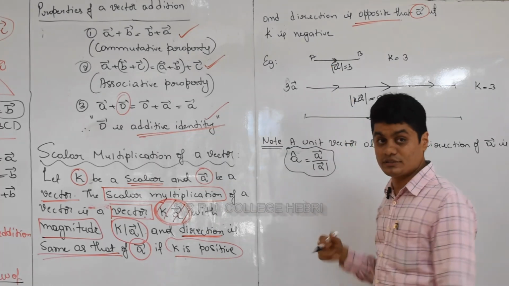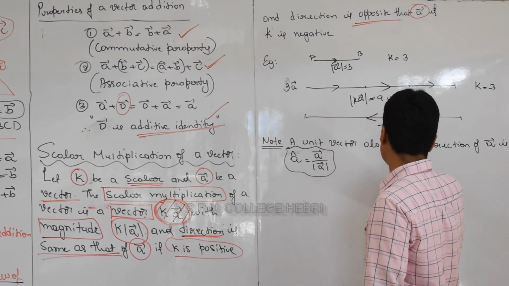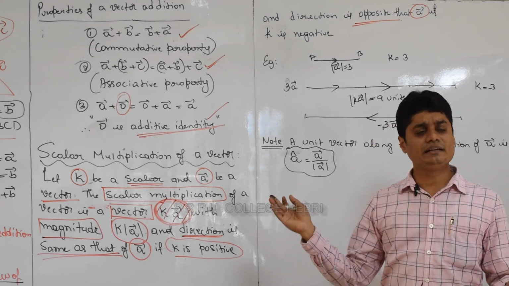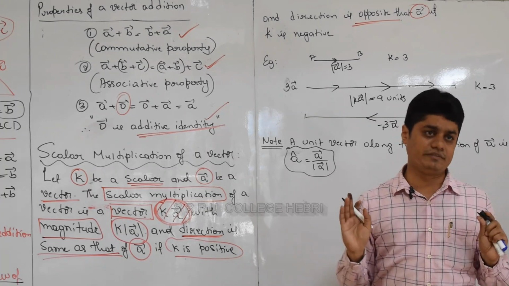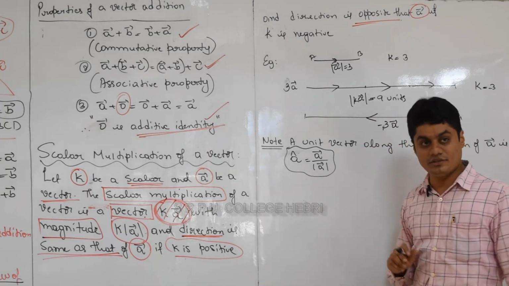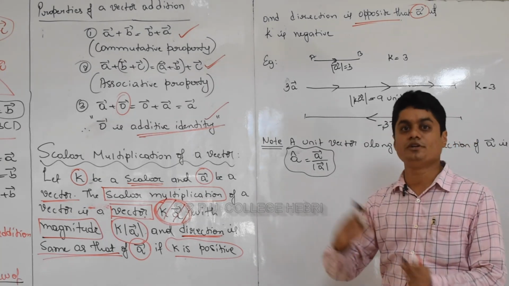Direction is opposite to that of A. That is, minus 3 into vector A. Magnitude is the same, only direction will change. How will the direction change? Directly opposite to the given vector. So for k positive the direction is the same, for k negative the direction is different, but the magnitude will be the same, 3 into k into vector A.